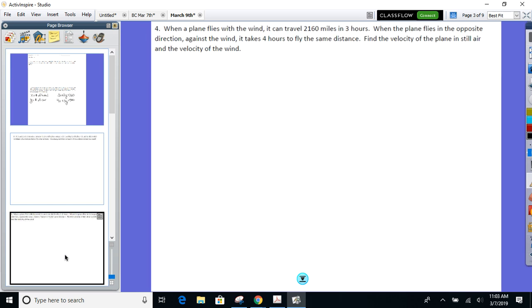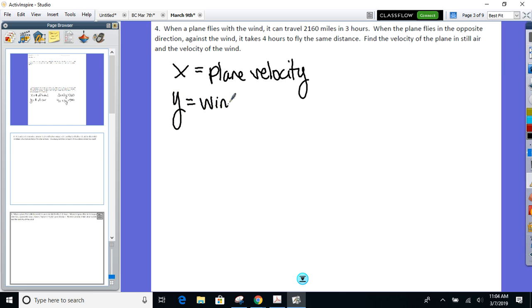This was something new we talked about at the beginning of this unit, which is the wind speed and velocity of the plane. Okay, so ready here, number four. I'll start out by calling X the plane velocity, and I'll call Y the wind velocity. Two variables, how many equations? Two equations, all right?